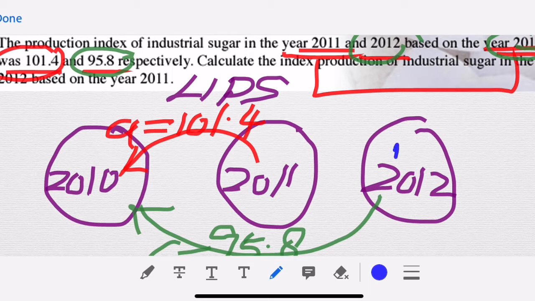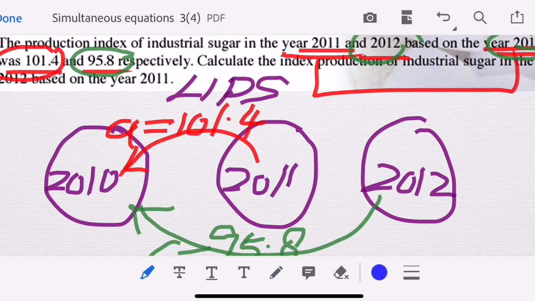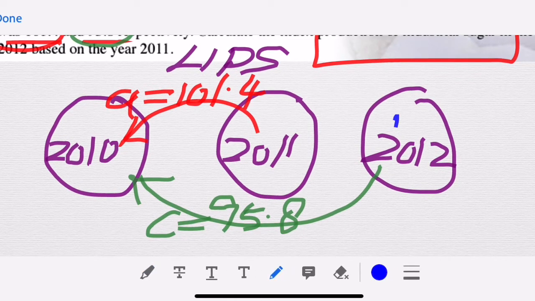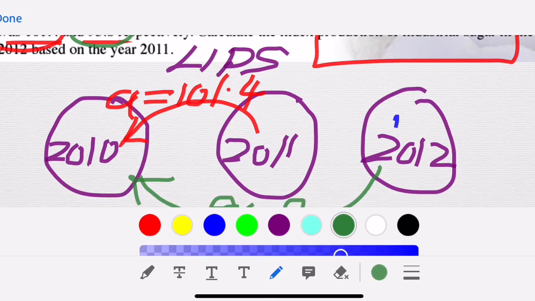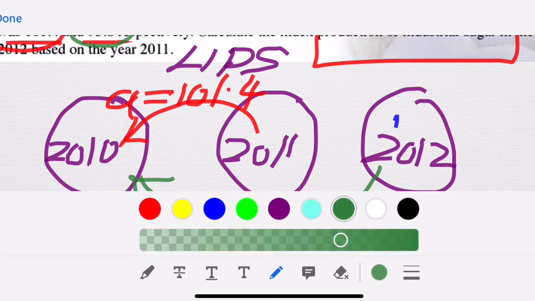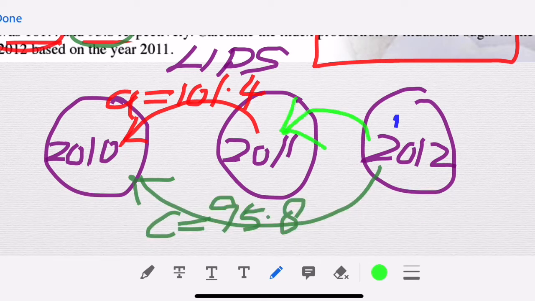2012 based on 2010 we have labeled as C already, right? 95.8. And now I'm going to label my 2012 based on 2011, right? Which is actually asking by the question. Let me use another color. Okay, I'm going to use green, this one. This is actually asking by the question 2012 based on the year 2011, right?